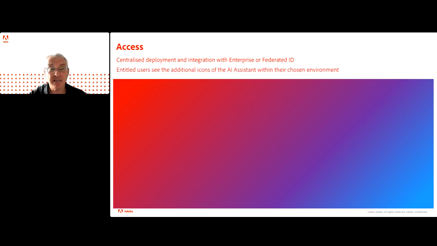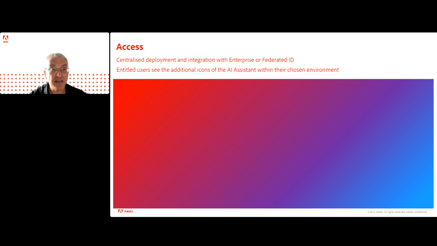Okay, so let's talk about access. We've spoken about the solution, spoke about some of the things that you can do with it. How do I get access? Well, as I mentioned, centralized deployment, and it's the integration with your enterprise or federated ID via the Adobe Admin Console. You can log on with your single sign-on, and what you see is the AI assistant icon within your chosen environment. And there's lots of different ways that you can see it.